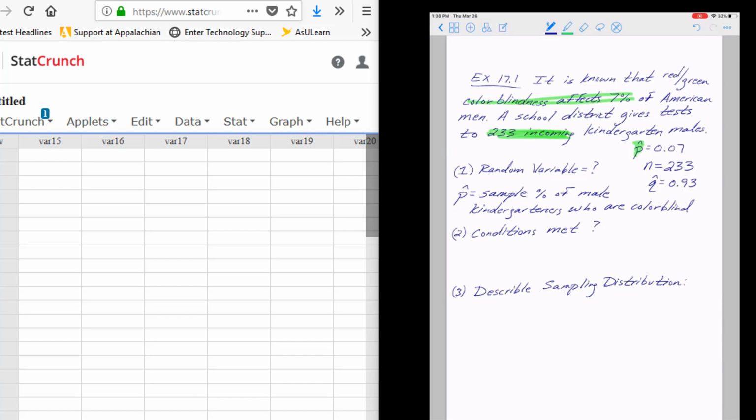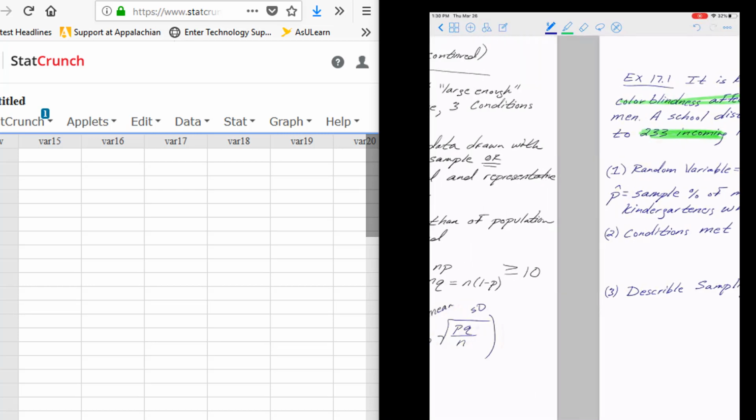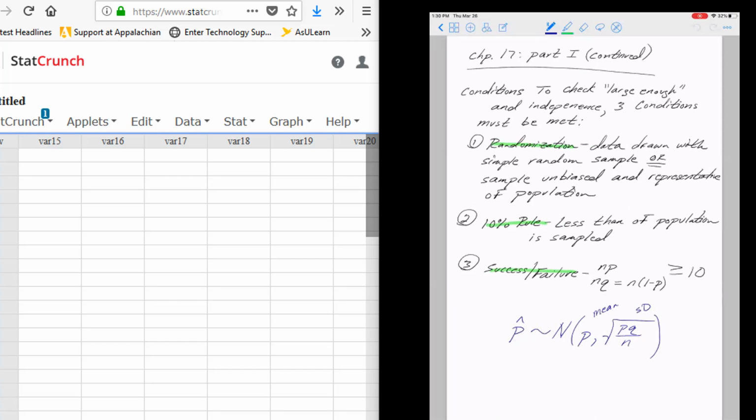Okay. Are the 3 conditions met that we just discussed? Let's see, so going back to the 3 conditions, randomization. Okay, well, in this case, I would say we don't know a lot about the study that was done, but we have no reason to think that the sample is biased or unrepresentative.